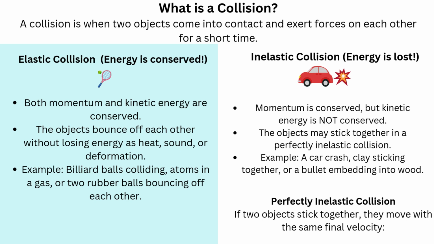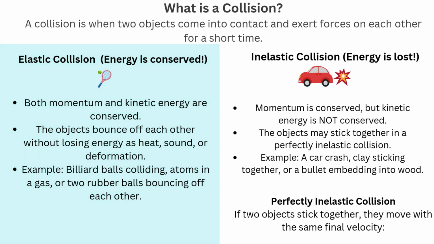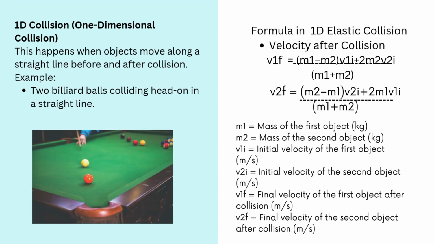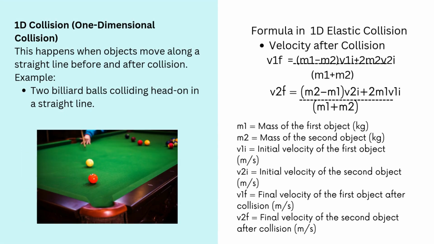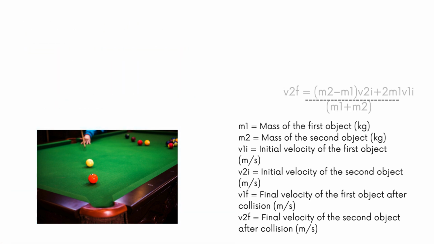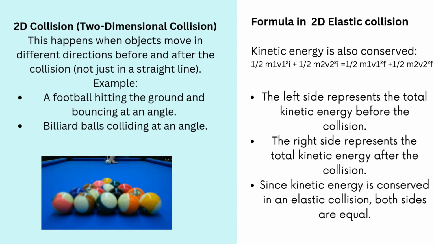Perfectly inelastic collision is the most extreme case of inelastic collision, where objects stick together completely after impact. One-dimensional collision happens when objects move along a straight line before and after collision. Example: two billiard balls colliding head-on in a straight line. A formula in one-dimensional elastic collision is shown, you can refer to it to do problems.